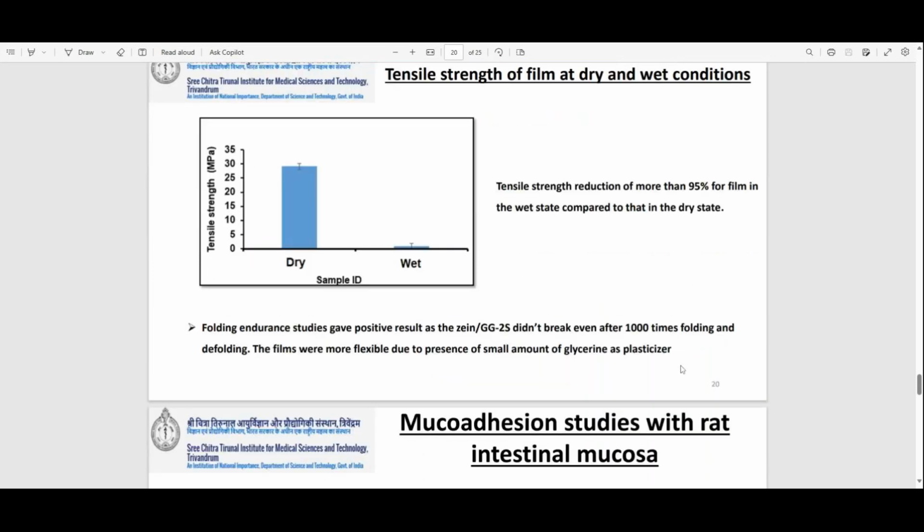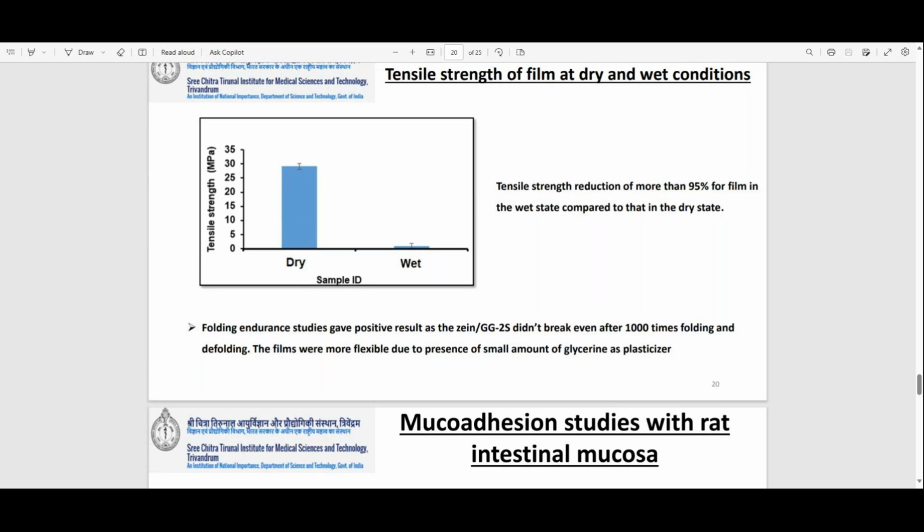We also checked the folding endurance of the membrane by folding and unfolding it multiple times. We folded and unfolded the membrane more than 1000 times, and the film is not broken, which means it's a highly flexible membrane, and it is mainly because we have optimized the composition to introduce that flexibility of the membrane.